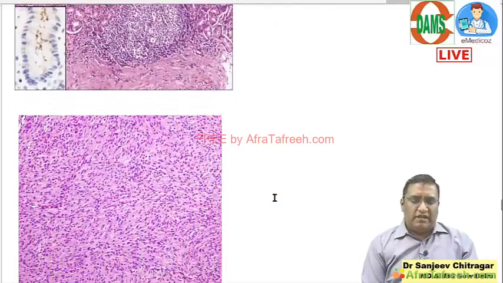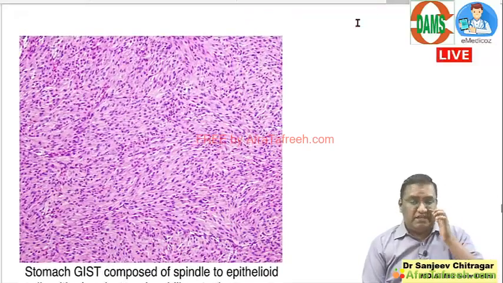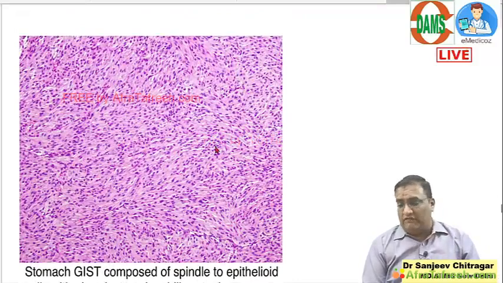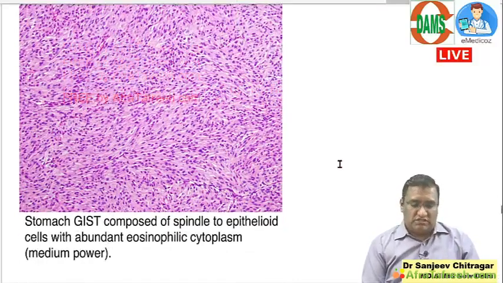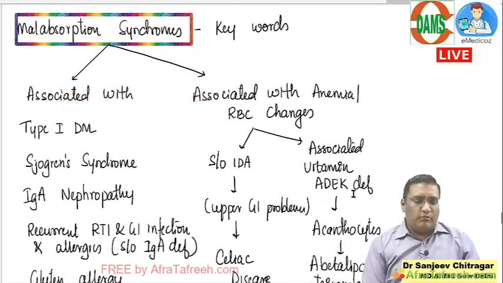The next image is your spindle cell tumor, which will also have epithelioid cells, by the way. Any spindle cell tumor in stomach, start suspecting a GIST here, right? GIST, gastrointestinal stromal tumor. Next, one more, malabsorption syndrome keywords.